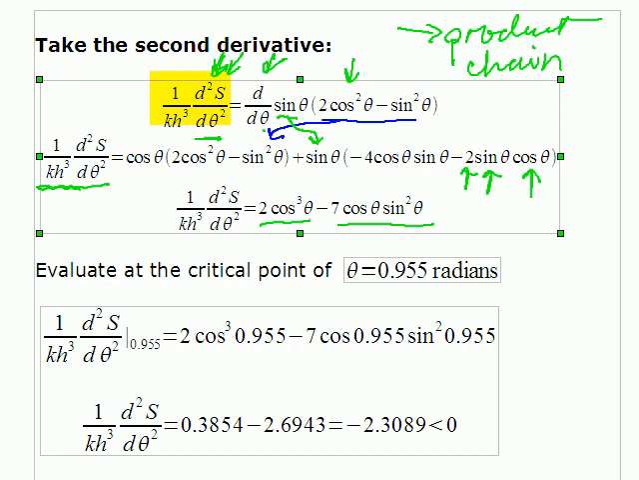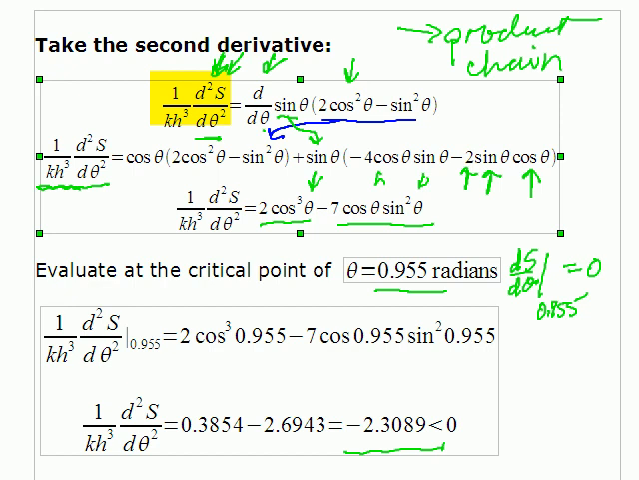Now we want to evaluate that at 54.7 degrees or 0.955 radians. This is the value of theta where the first derivative evaluated at 0.955 was equal to 0. This is the critical point. So I take the 0.955 and substitute it for my thetas in this equation. When I do that and work through it, I find that the answer numerically is minus 2.3. That's less than 0.